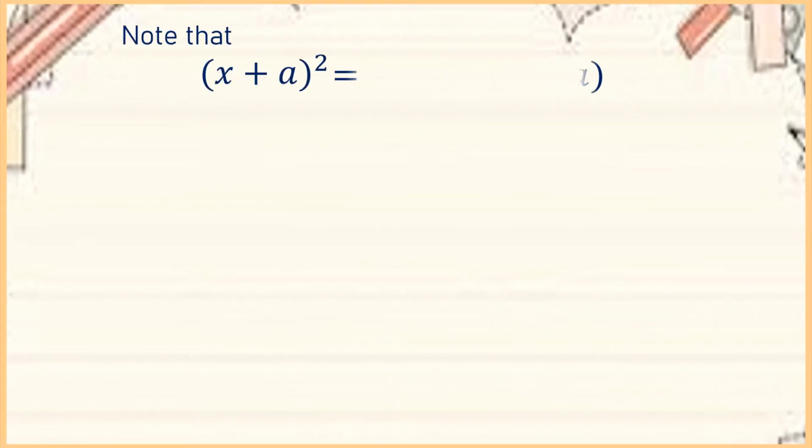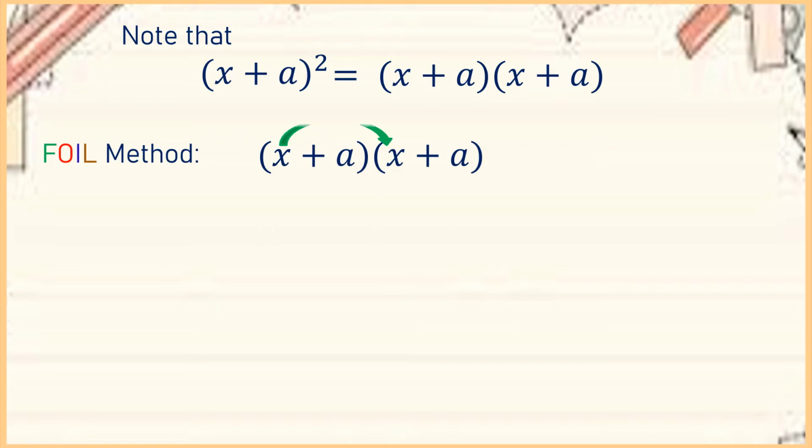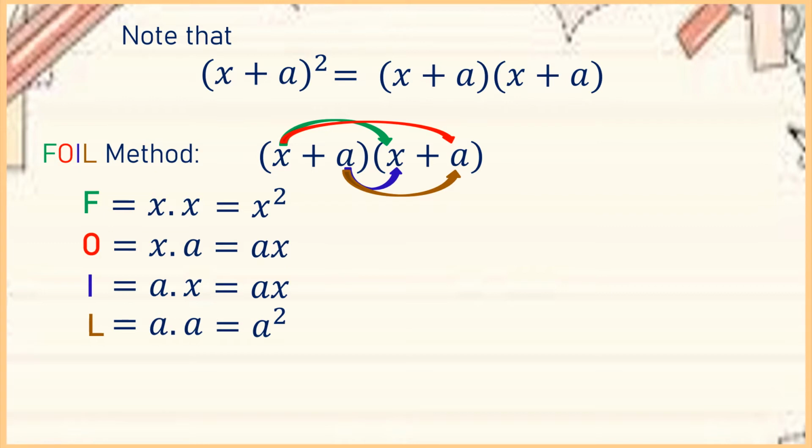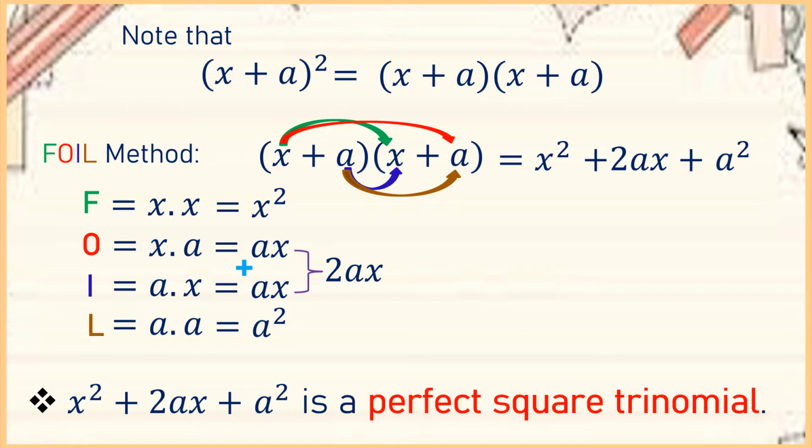Note that (x plus a) squared is equal to (x plus a) times (x plus a). So the power of 2 indicates that we are going to multiply x plus a twice by itself. Multiplying this using the FOIL method, F stands for first times the first, which is equal to x squared, and O stands for the outer times the outer, which is x times a is equal to ax, and I stands for the inner times the inner, a times x is equal to ax, and L stands for last times the last, which is equal to a squared. And from O and I, we are going to add. So ax plus ax is equal to 2ax. When we write the product, it is equal to x squared plus 2ax plus a squared. Remember that x squared plus 2ax plus a squared is a perfect square trinomial.